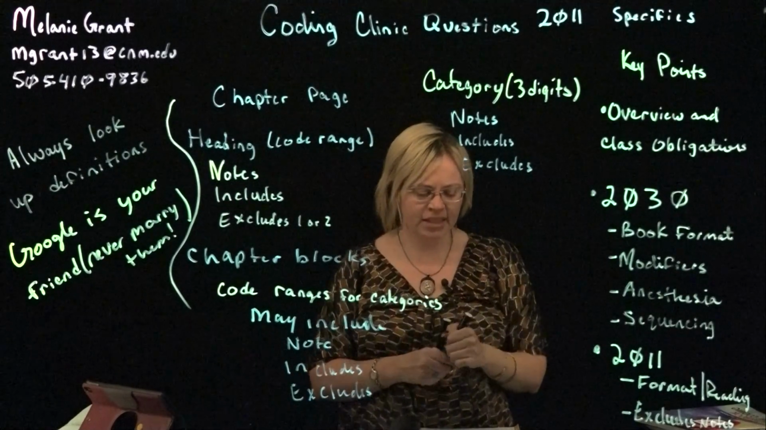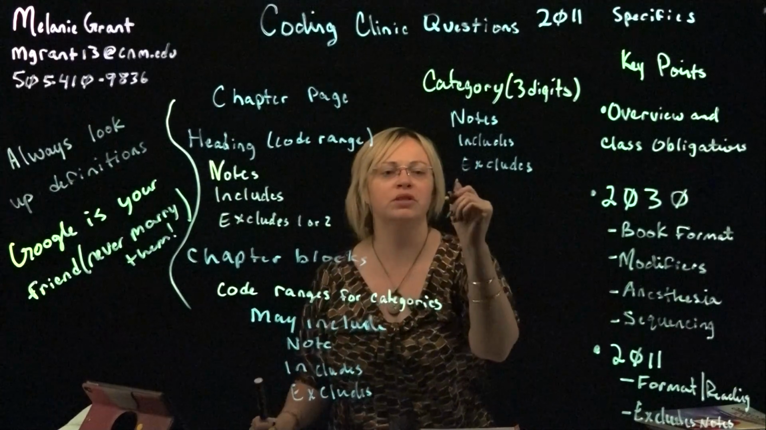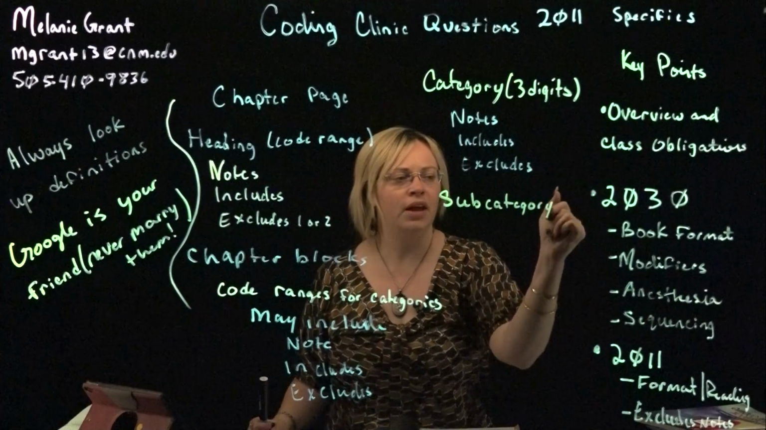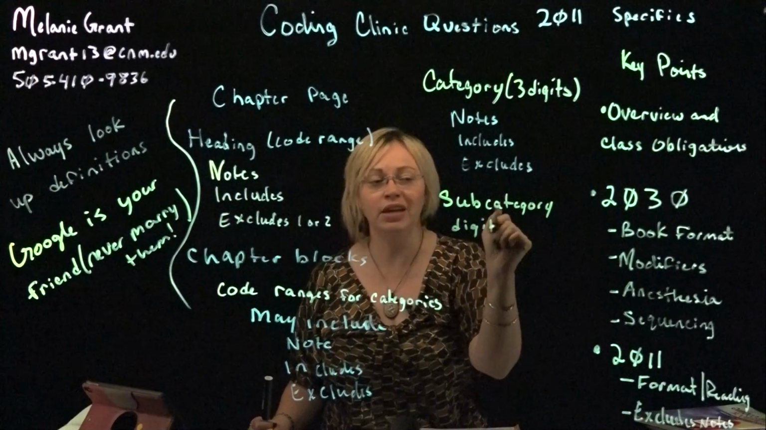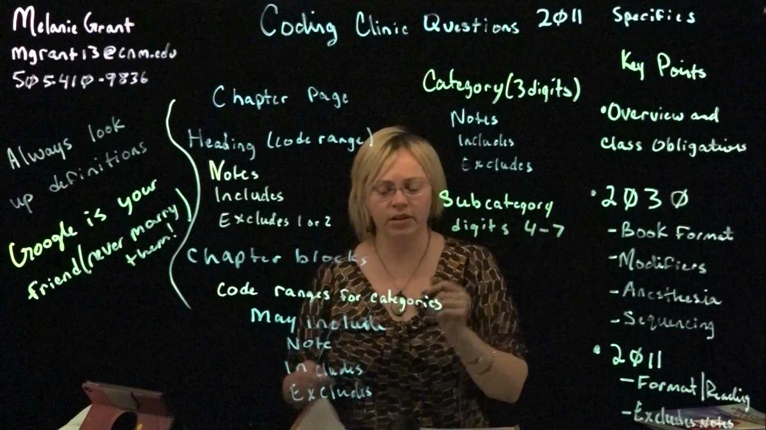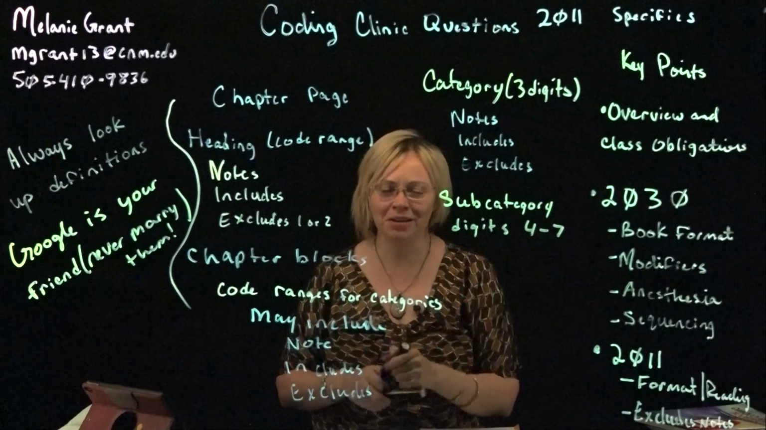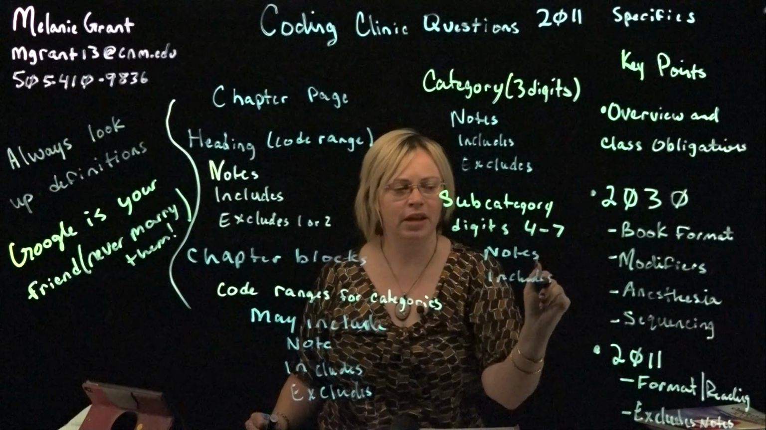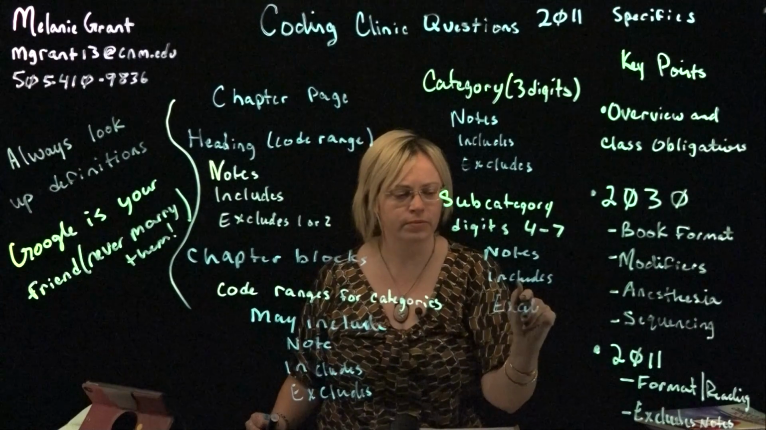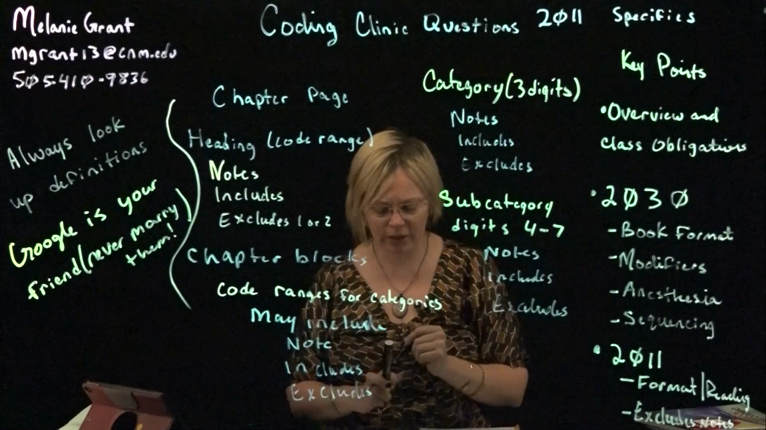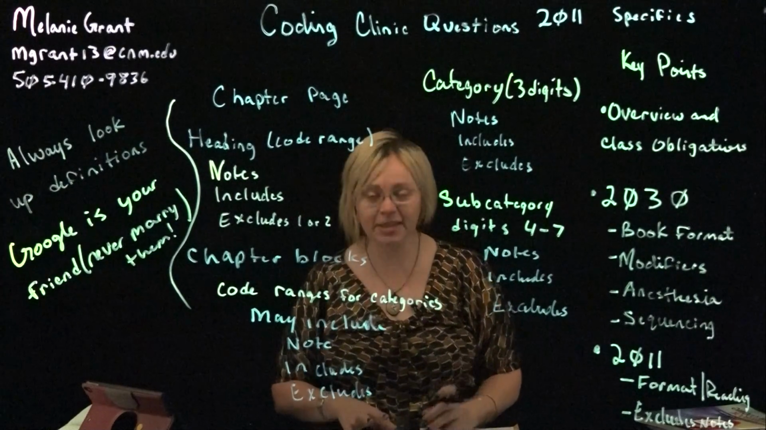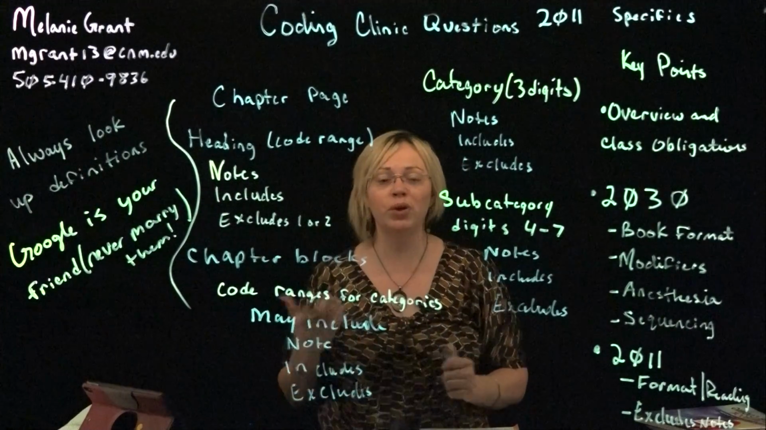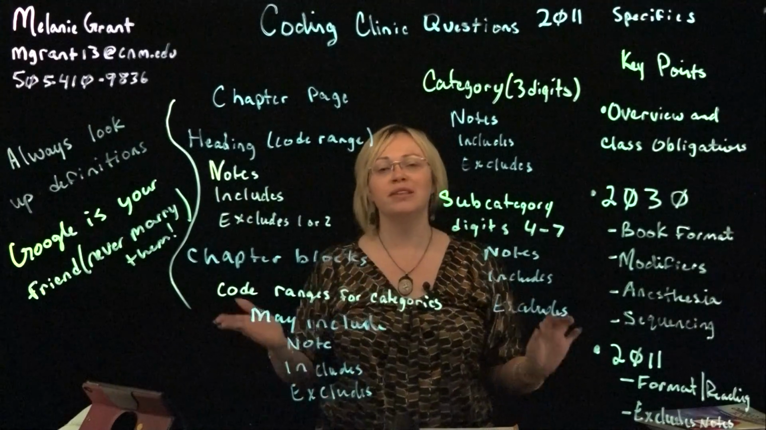Okay, and then last but not least, you get to your subcategory. And this is digits anywhere from 4 through 7, which again may include notes, includes, and excludes notes. Okay, so that's a lot of places that you can look. It seems tedious, and yes, it will be at first, but when you get in the habit of doing this, it will help you to select the proper code.